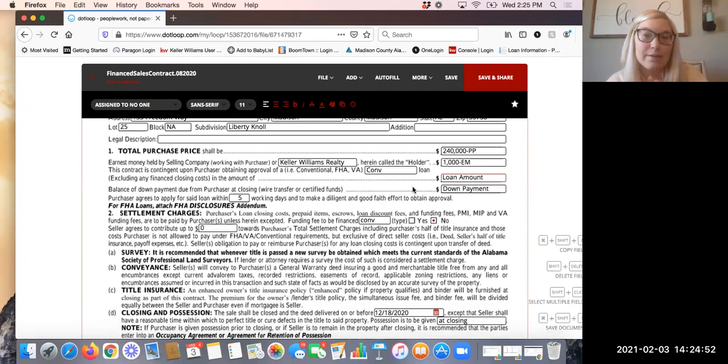Now, I always think these are flip-flopped. It should be down payment and then your loan amount. But on here, it is loan amount and down payment. We do not do any subtraction on this form. So you are literally stating what the earnest money is, stating what the loan amount is, and stating what the down payment is. Now, Nina was right.